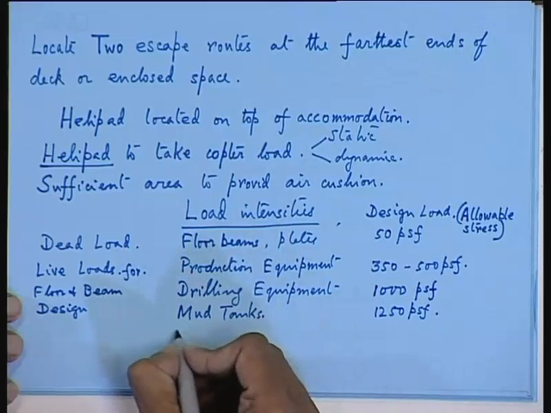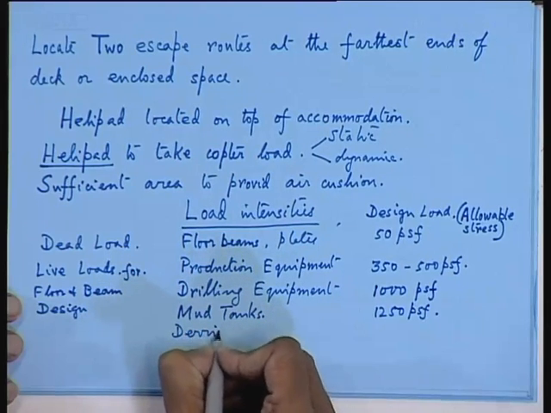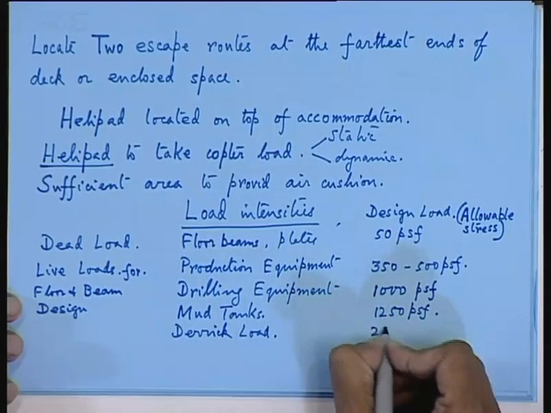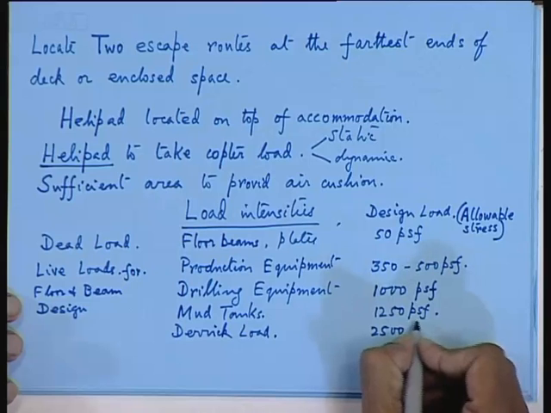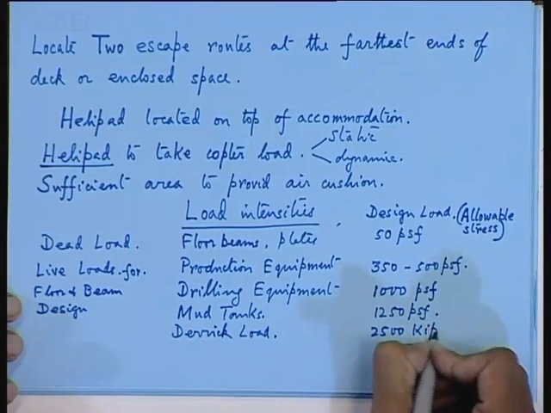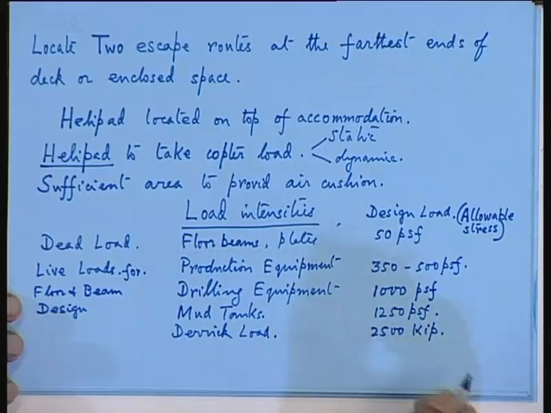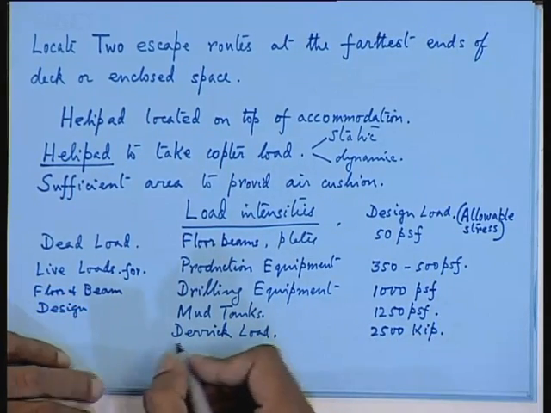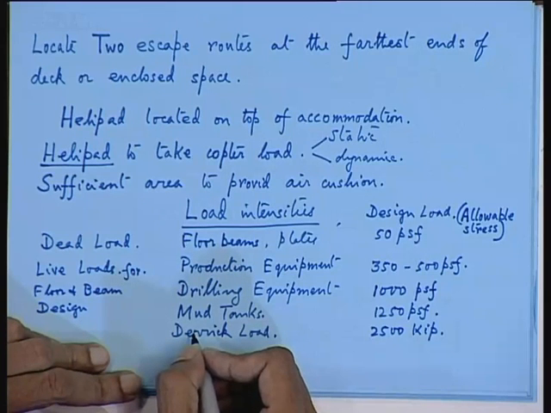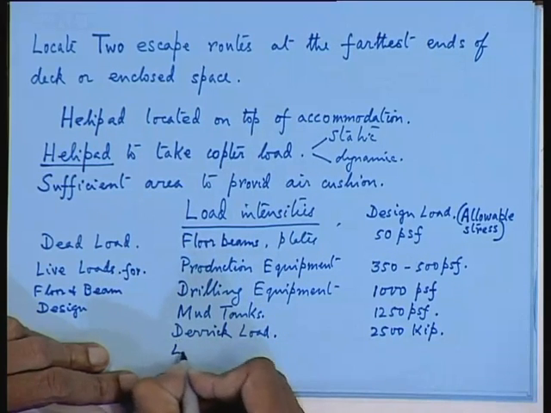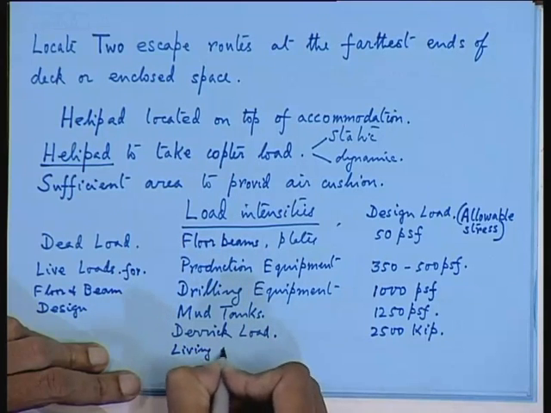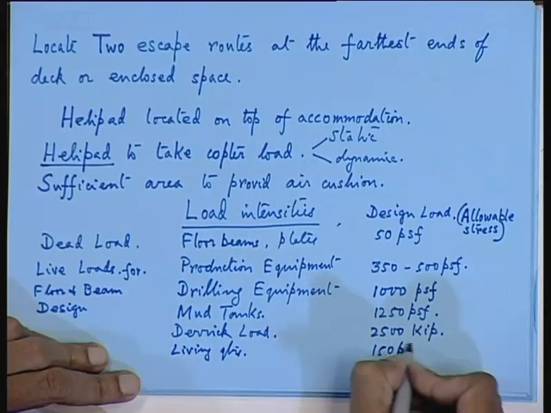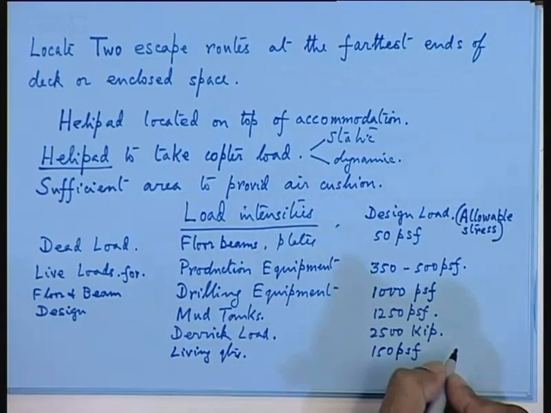Then you have derrick load. Derrick is coming from the cranes. Derrick load is 2500. This is of course kilo pounds. He has given the load, I think the total load. Living quarters is only 150. This is the pound stress level given.